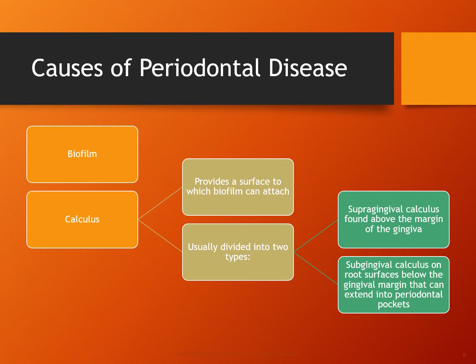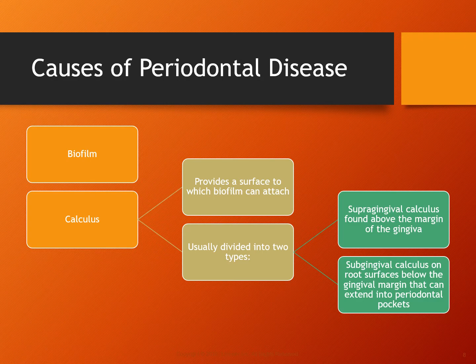What causes periodontal disease? Remember when we talked about biofilm or plaque in Chapter 13? Biofilm or plaque is the soft, sticky substance that adheres to the tooth surface. Calculus provides the surface to which that plaque can attach.